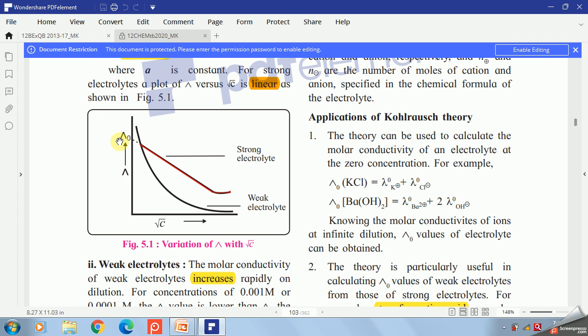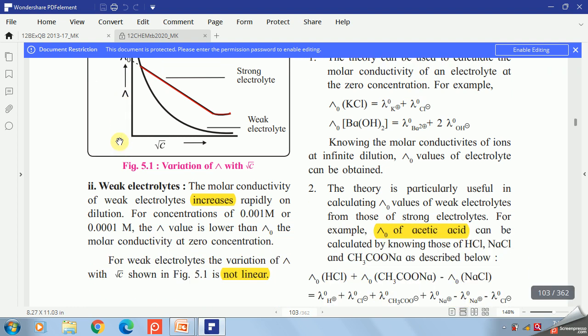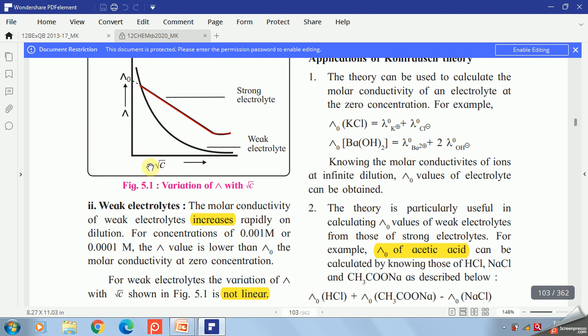But if we consider the weak electrolyte, the molar conductivity of a weak electrolyte increases rapidly on dilution. For example, for a concentration of 0.001 molar or 0.0001 molar, the molar conductivity value is lower than lambda 0, that is the molar conductivity at 0 concentration. And for a weak electrolyte, the graph is not linear, it is a curved line.